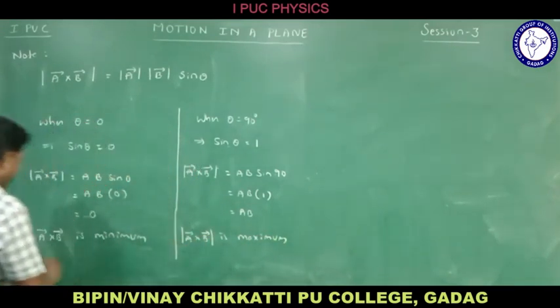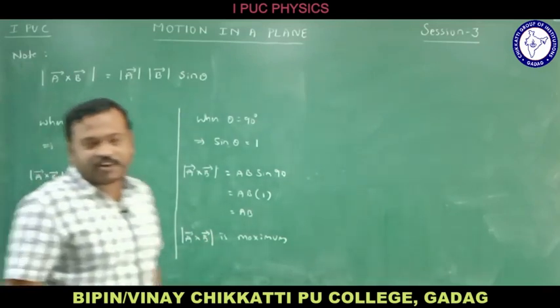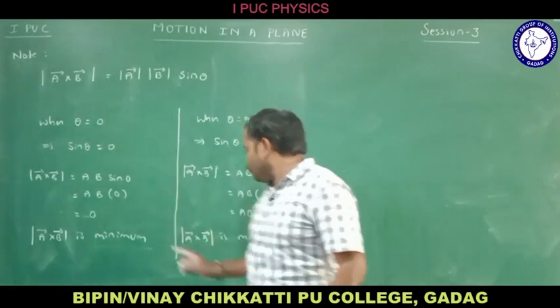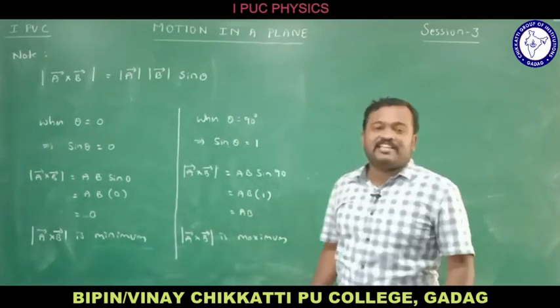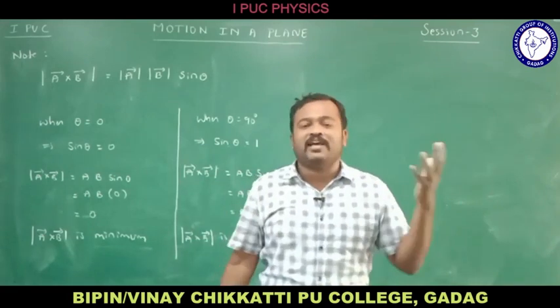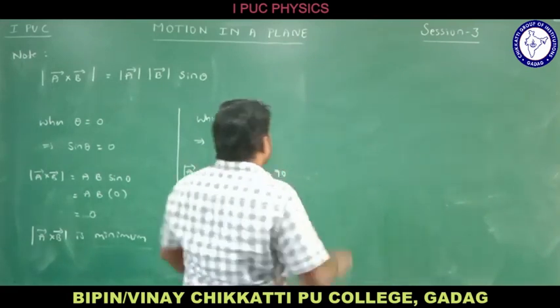Let me take the modulus now here, right? So A cross B is minimum when theta equal to 0. A cross B is maximum when theta is equal to 90 degree. The question will be asked like this: when is vector product maximum and when is vector product minimum? So let me write like this.